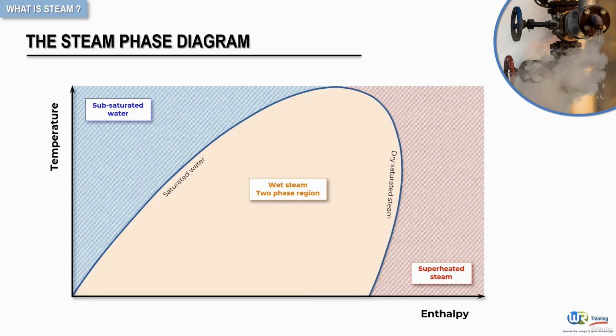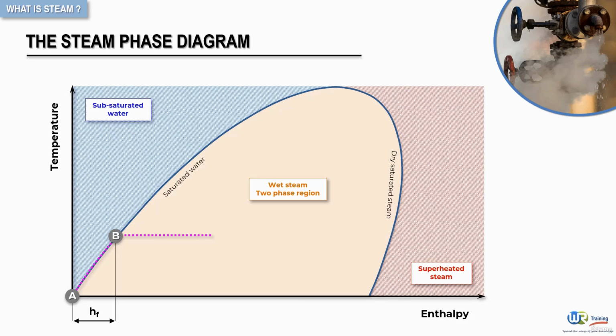Now, as water is heated from point A, 0 degrees Celsius, to its saturation temperature at point B, its condition follows the saturated water line until it has received all of its liquid enthalpy, as depicted here. If further heat continues to be added, the water changes phase to a water-vapor mixture and continues to increase in enthalpy while remaining at saturation temperature.